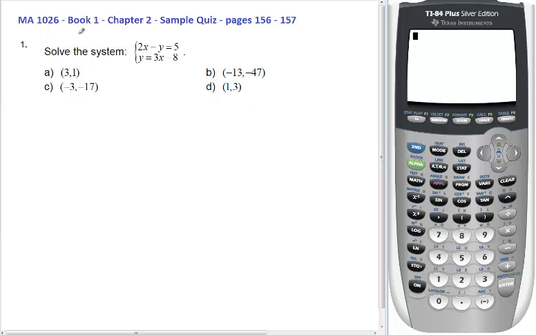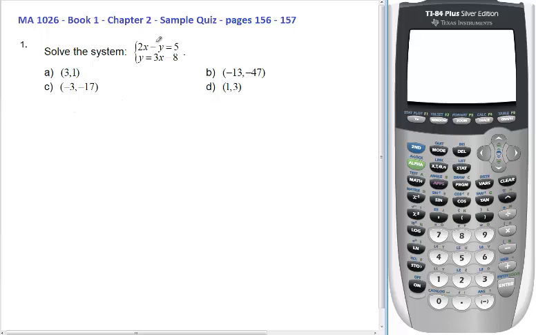Now this is book 1, chapter 2 sample quiz. You should have already tried the sample quiz, okay? And we're going to go through the solutions in 8 separate little videos. So if you haven't done the quiz, stop the video, go try the quiz in D2L first. Okay, these are the solutions to each one.